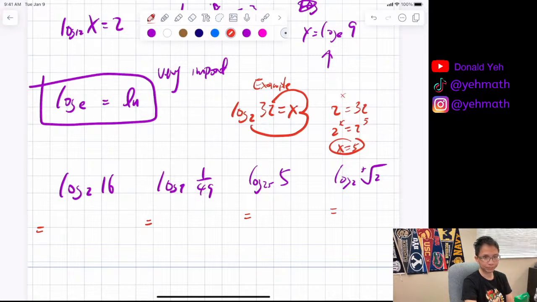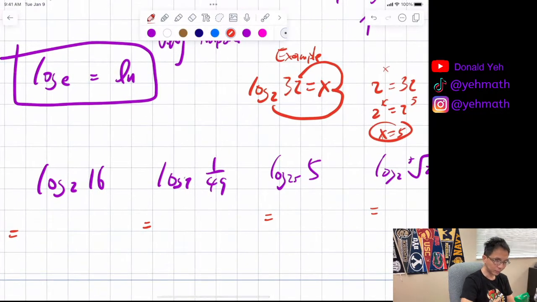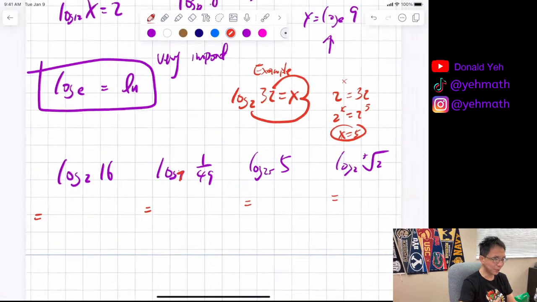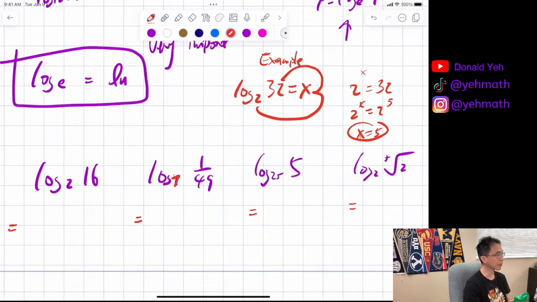Ian? You awake? Is that a 9? Is that a 9? 7. You have to know your exponent rules. That's why I say exponent rules are so important. These are simple test questions.